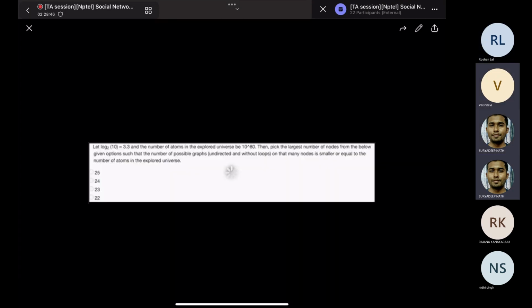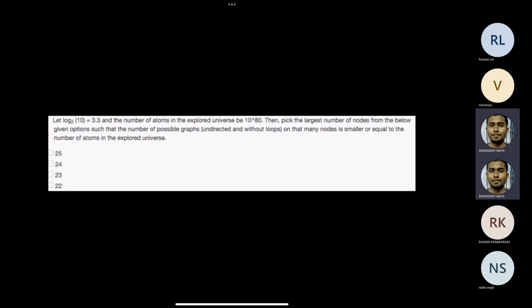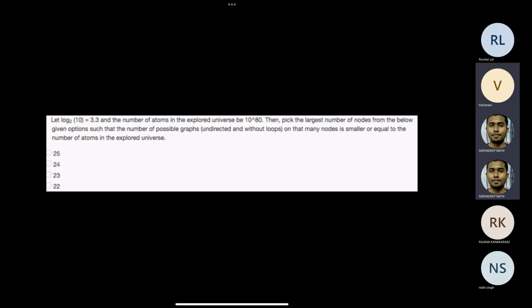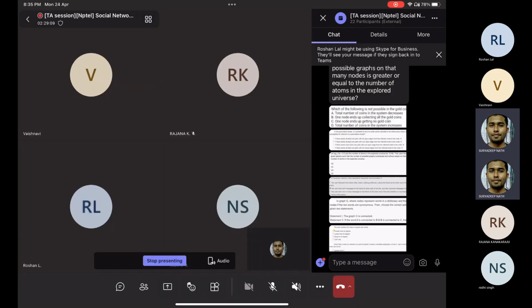Yeah, okay. So let log2 be 3.3 and the number of atoms is this. Pick the number of nodes from the below given, such that the possible graphs on that many nodes is similar or equal to the number of atoms in the explored universe. So you'll basically have to do this, it is like the same problem. Yes, sir. Got it. You can do that.